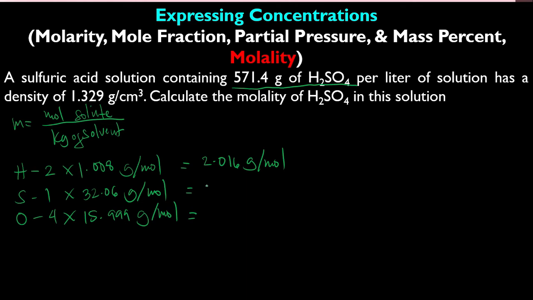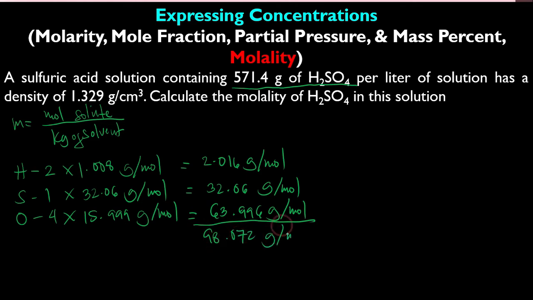For sulfur, only one, so it stays as is, 32.06 grams per mole. Then 4 times 15.999 gives us 63.996 grams per mole. We will add those to get the molar mass of dihydrogen sulfate. That will be 98.072 grams per mole. So this is now the molar mass of dihydrogen sulfate.